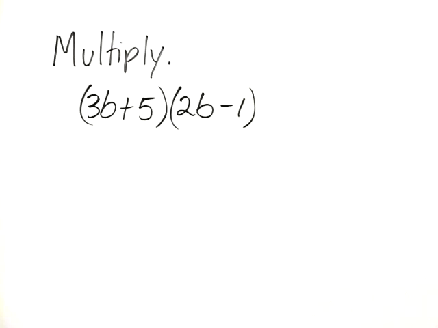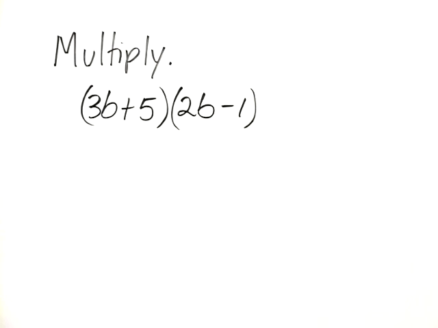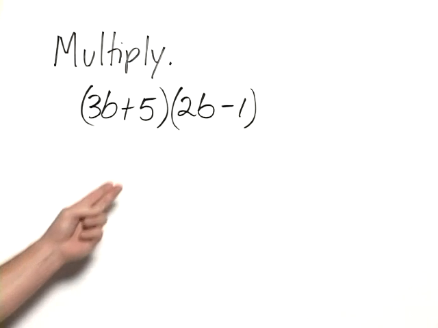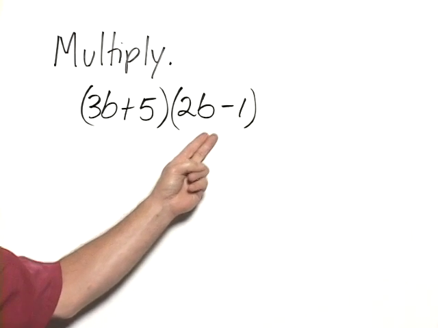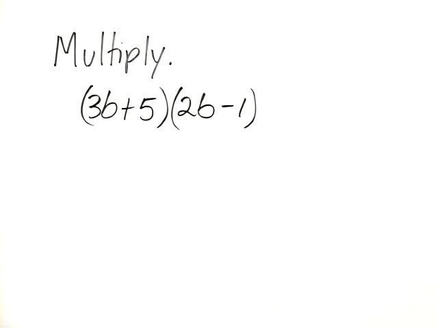Multiply the quantity 3b plus 5 times the quantity 2b minus 1. This is not any kind of a special product, so we need to just multiply. In this case, because it's a binomial times a binomial, we can use FOIL.